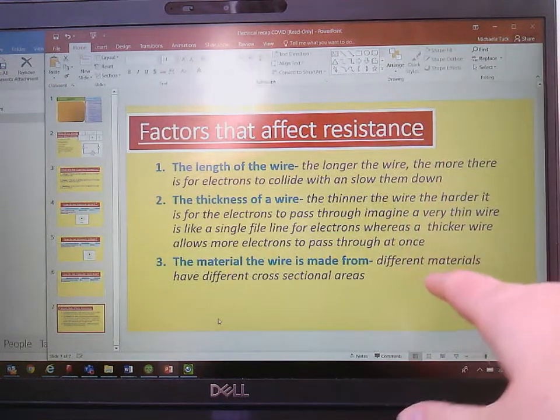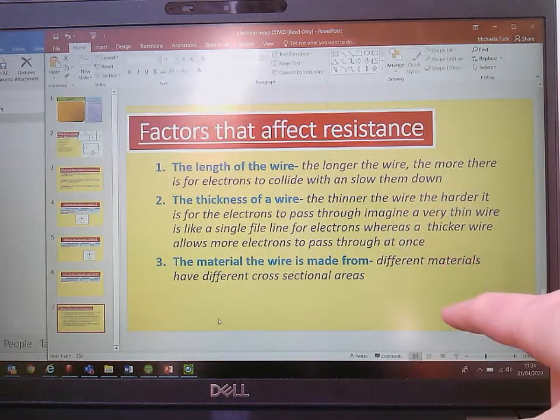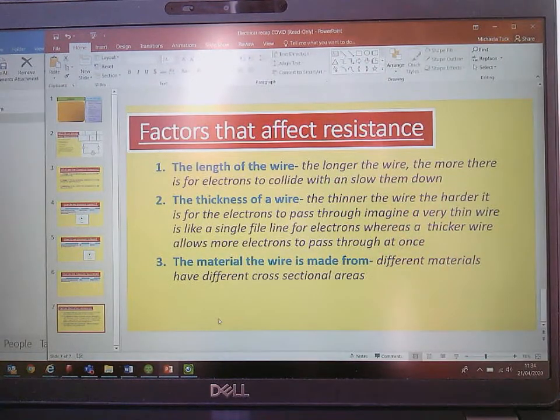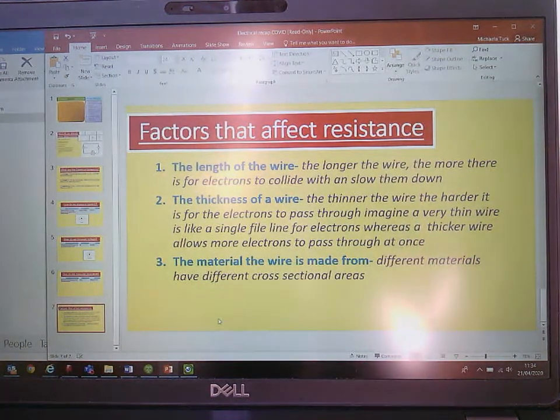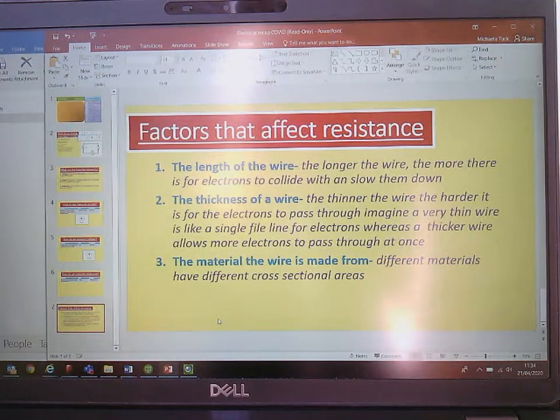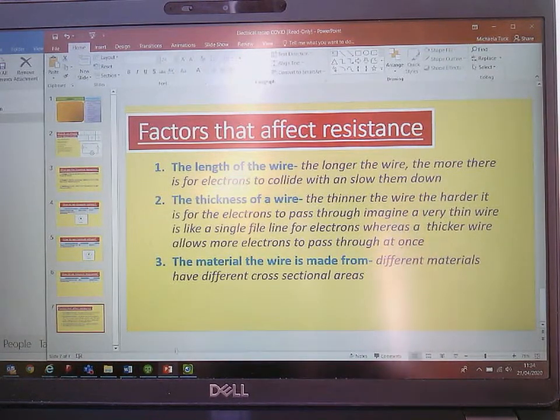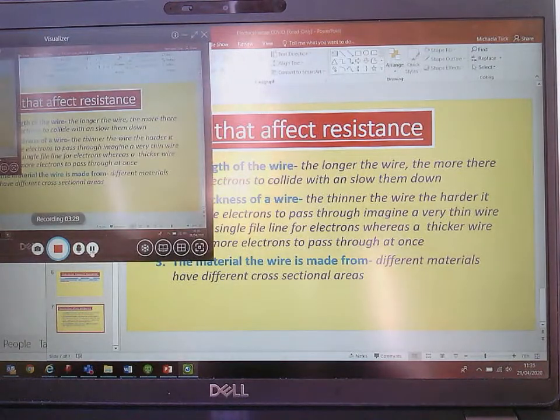The thickness of the wire. If the wire is very thin, it makes it much harder for the electrons. Now think of it like traffic merging into one lane. If electrons have to go through less at a time, or like a single file, it's going to take them longer and it's going to be harder than if they can all flow through at once. Then we can think about what the materials are made from. Basically, different materials have different amounts of resistance.